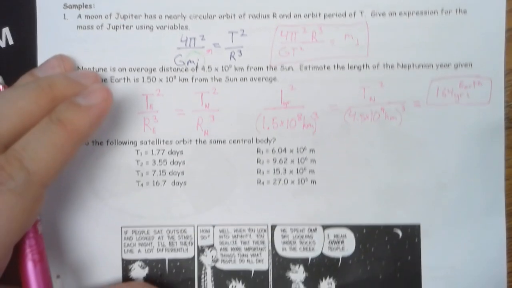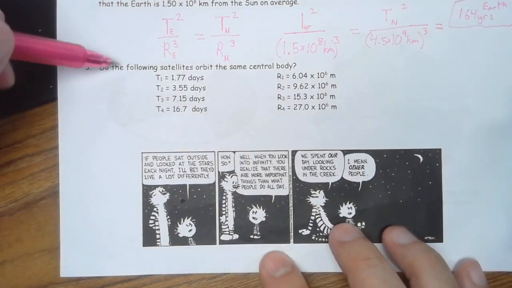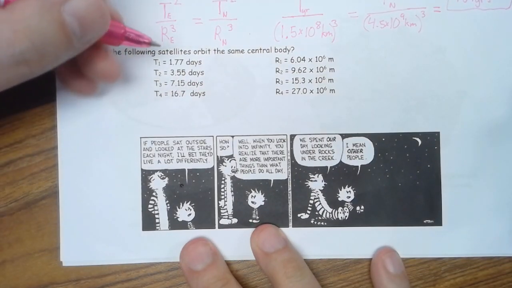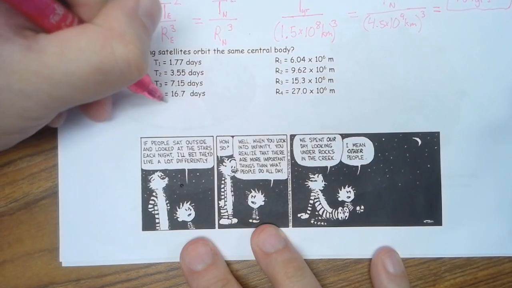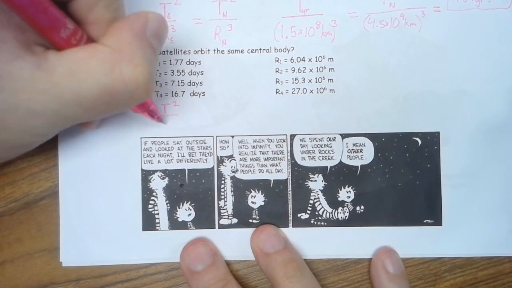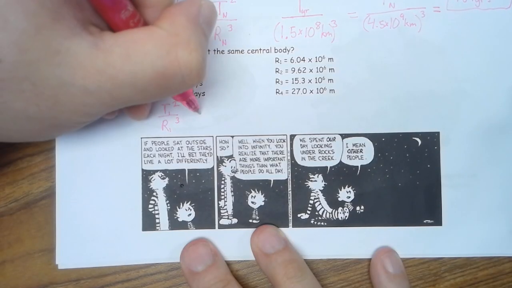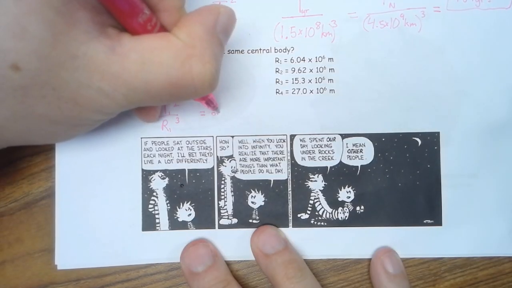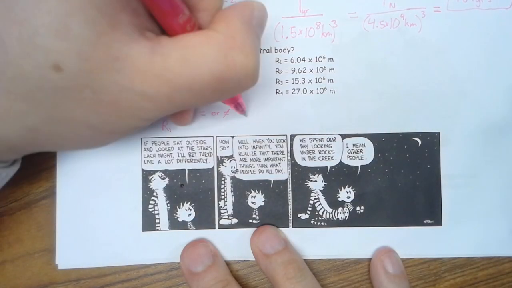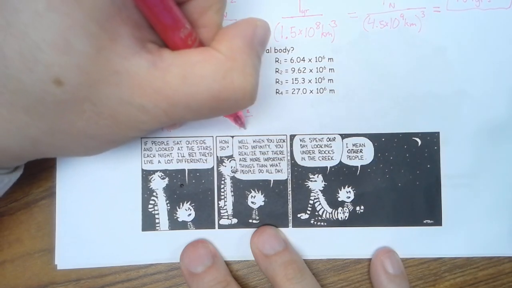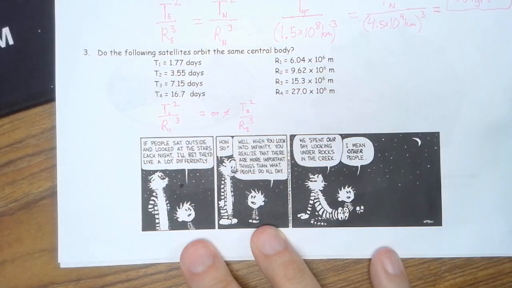All right, last problem. Problem 3. What we're going to do here, think of a pathway to solve this. Do the following satellites orbit the same central body? What can you measure for all of them? The constant. T squared over r cubed for object 1. Does it match or not match T squared over r cubed for the next one? Does it match or not match for the next one?